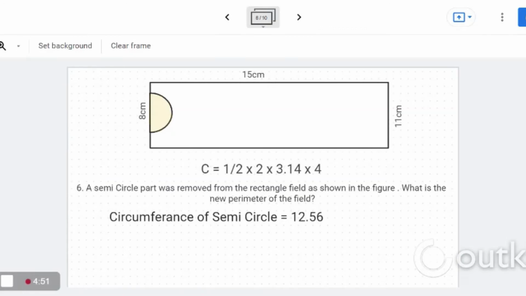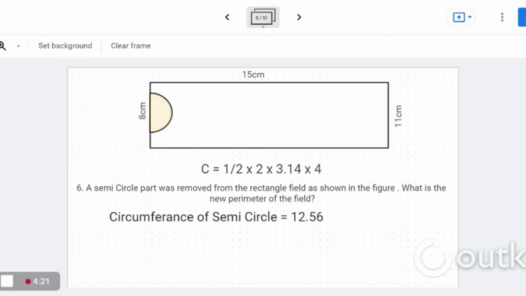This is question number 6, where there was a playground. This was a playground whose one side was 11, this side was 15, this side was also 15, and this side was also initially 11. But what happened, they cut it. They took a bulldozer and cut it this way. They went inside and the bulldozer came out this way, so you can see it makes the shape of a semicircle. So they have cut it out.